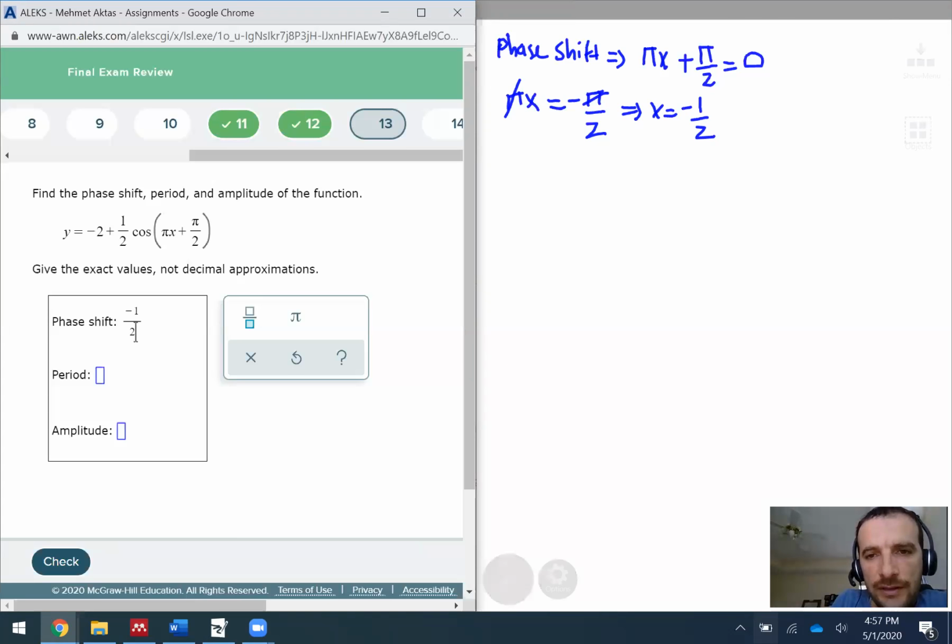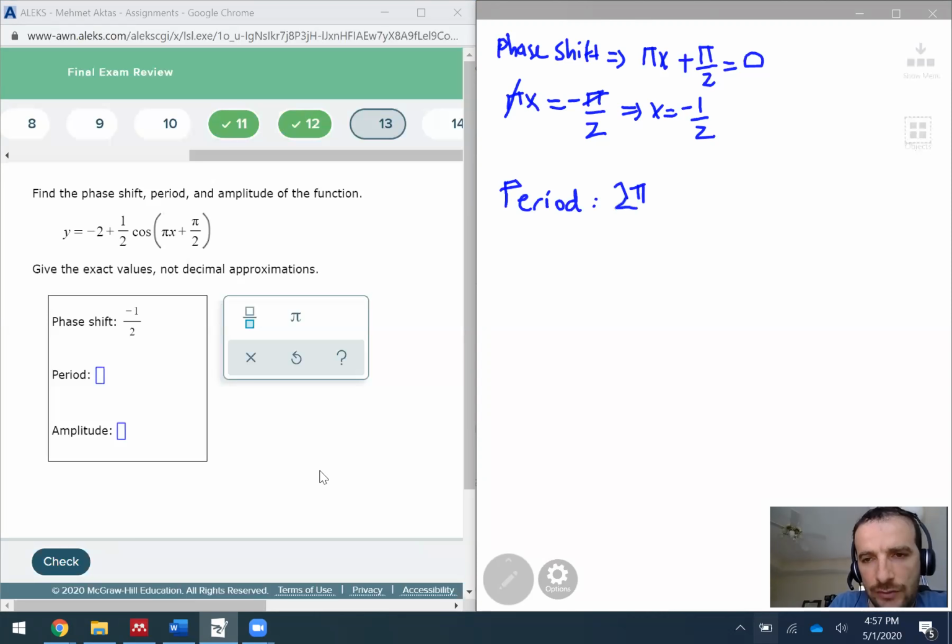For periods, it is 2 pi. This is cosine, right? So it is 2 pi over b. And b is the number inside the parentheses in front of x, right? So 2 pi over b is 2 pi over, so b is a pi, right? That's why it is 2. This is period. This is phase shift.